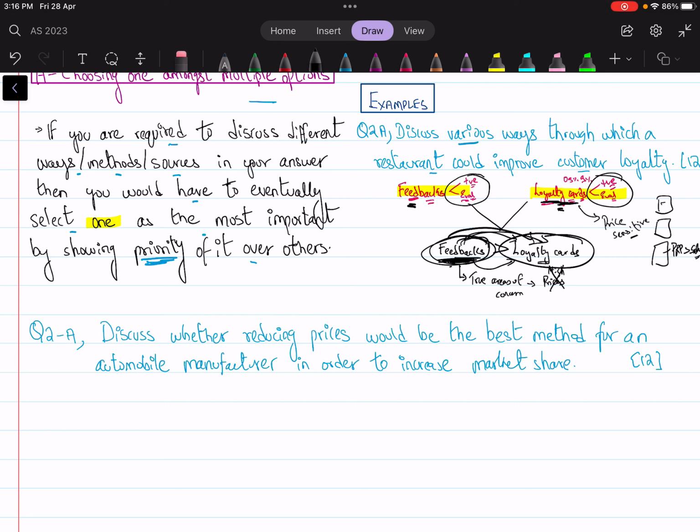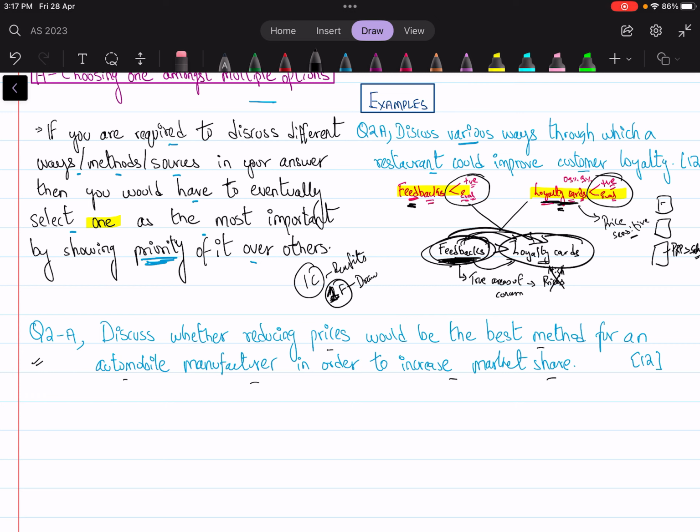And in order to improve your understanding, I've left a last exercise for you. So you have case 1C, you have case 1F. This is evaluating drawbacks. This is evaluating benefits. And then the last exercise for you, let me know in the comments, and that is 2A. Discuss whether reducing prices would be the best method for an automobile manufacturer in order to increase market share. What would your conclusion be?